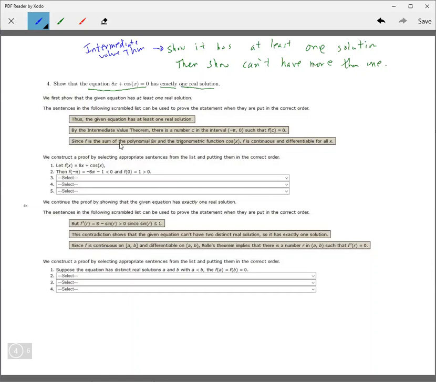Since f is the sum of polynomial and trigonometric function, f is continuous. So this statement is going to go into the third slot, because for the intermediate value theorem, you need it to be continuous. You don't need differentiable. That's interesting. It's differentiable, but you just need continuous. So it's okay to say more than what you need.